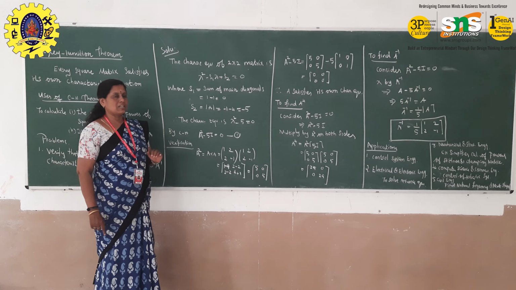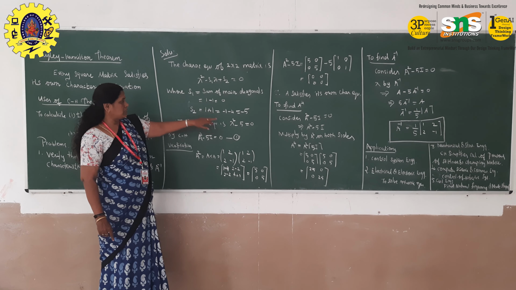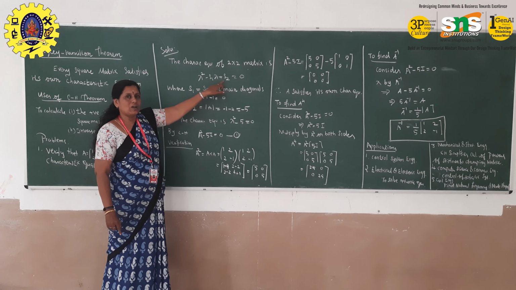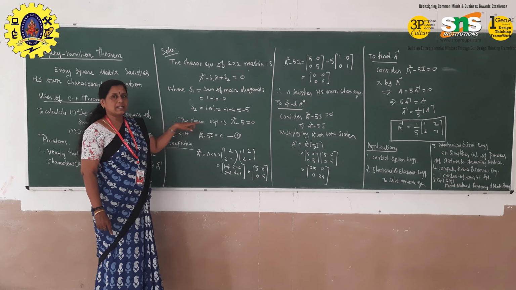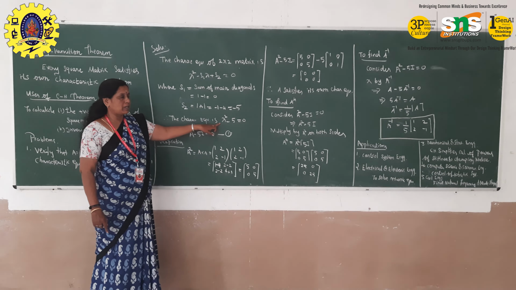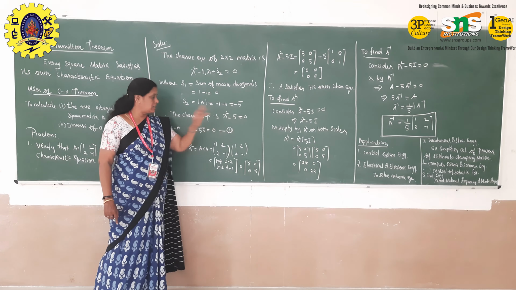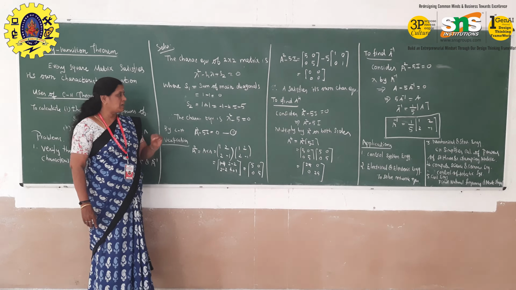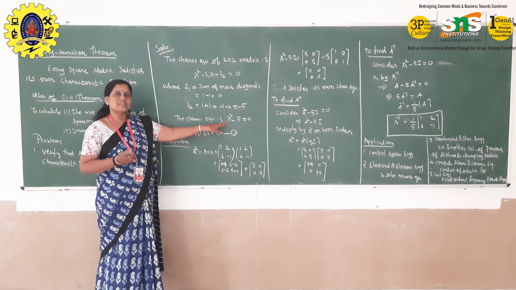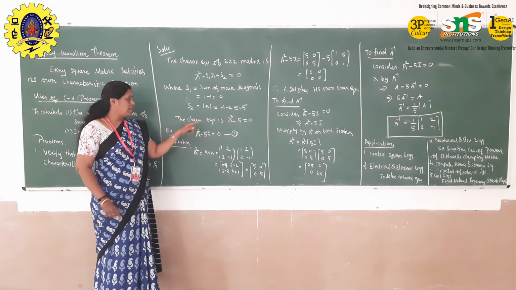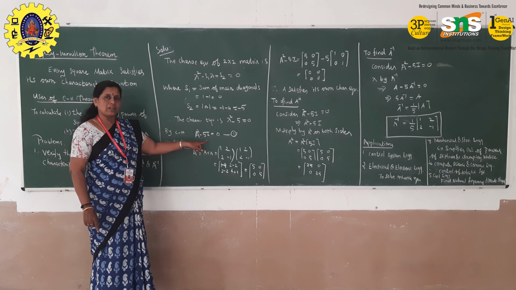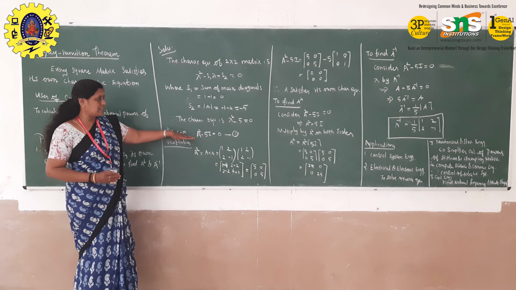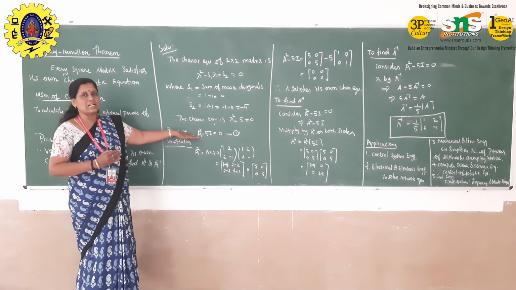Now, substituting the s1 value and the s2 value in the equation, we get the characteristic equation lambda square minus 5 equal to 0. By the Cayley-Hamilton theorem, instead of lambda we replace it by the square matrix A. We get A square minus 5I equal to 0. Now we are going to verify whether this equation is satisfied or not.